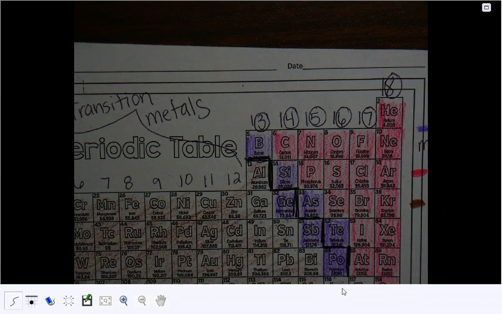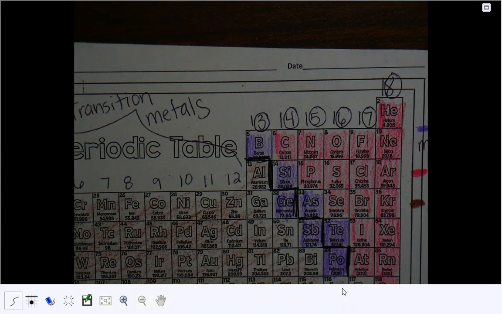Yes? So is it just like keep it in order? That's why it keeps going 13, 14, 15. Yes. Yep. So that's the point of this chapter, which is periodicity. So we're going to see then once we get here, then it starts over. It all has to do with the valence electrons. Yep.